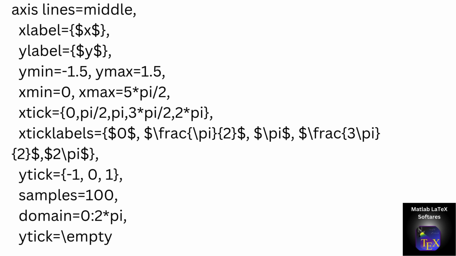X tick and X tick labels ensure the X axis is labeled properly. Samples equals 100 provides smooth curves. Domain equals 0 colon 2 pi defines the function range. Y tick equals empty removes the tick labels for a cleaner appearance.